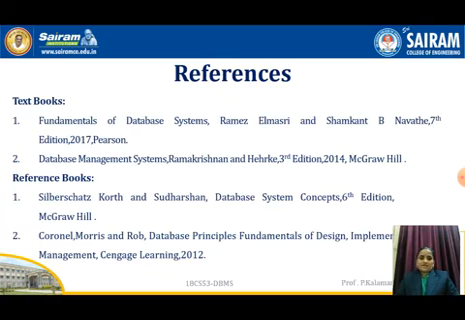Then these are the reference books, and this is the textbook used for this subject. Fundamentals of Database Systems by Ramez Elmasri, and you should take the 7th edition, Pearson publication. This book covers the first 4 modules of your subject. And Database Management Systems by Raghu Ramakrishnan and Johannes Gehrke. This book covers the last module.